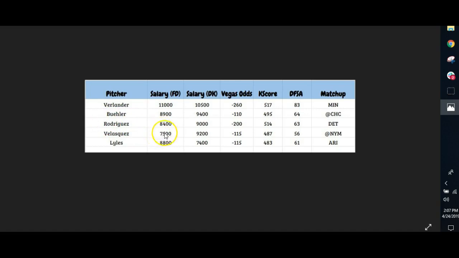Velasquez, 7,500. So what, $900? Priced up significantly on DraftKings percentage-wise accordingly. You know, there's only $600, but this is $1,700. That's a big deal. So that will weigh into my factoring a little bit. The nearly 500 or 50-50 odds to win the game is not strong. 487 is not a significant drop. The DFSA grade is not a significant drop. New York Mets have been scoring runs lately. Philly has been giving runs up lately, so not a super strong situation.